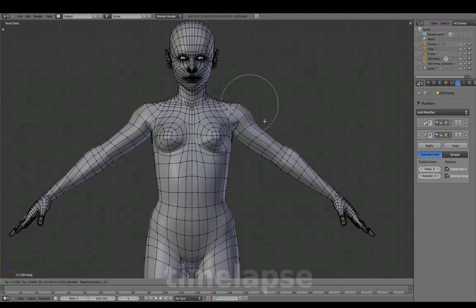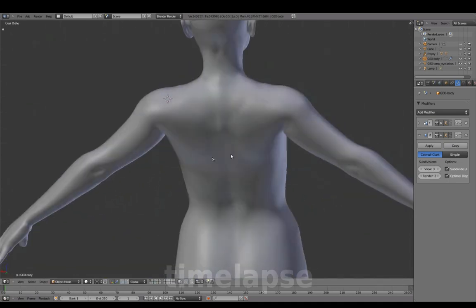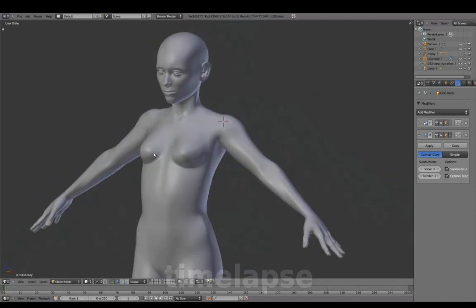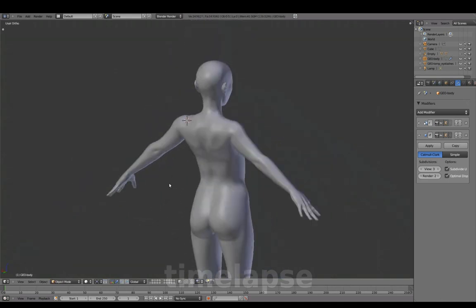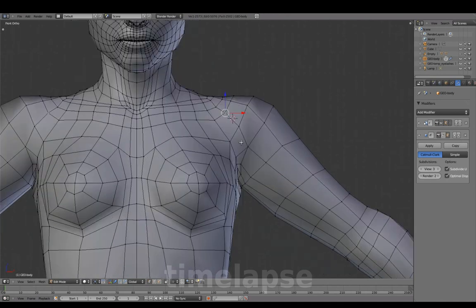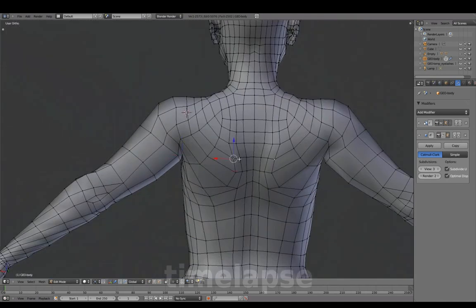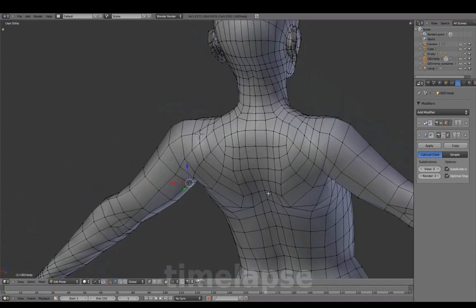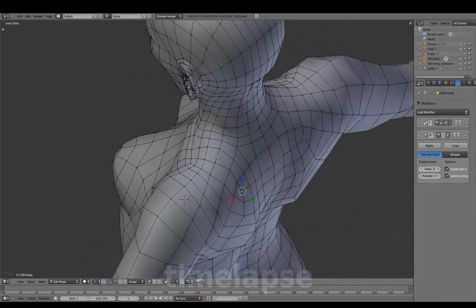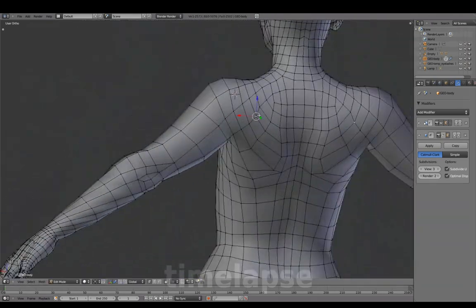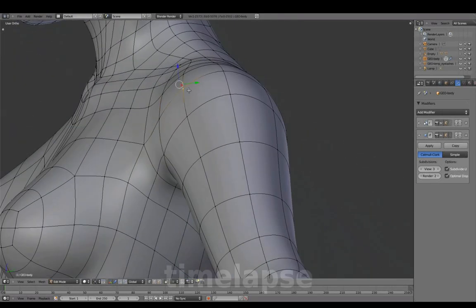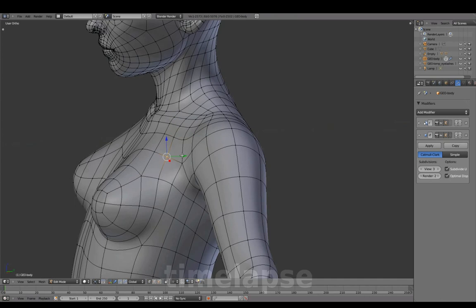This is a gradual process and will start out looking a bit rough. Taking into consideration how the back muscles and bones realign and shift when arms move up and down. Cleaning up the geometry with Subsurf off, and reshaping the overall form.